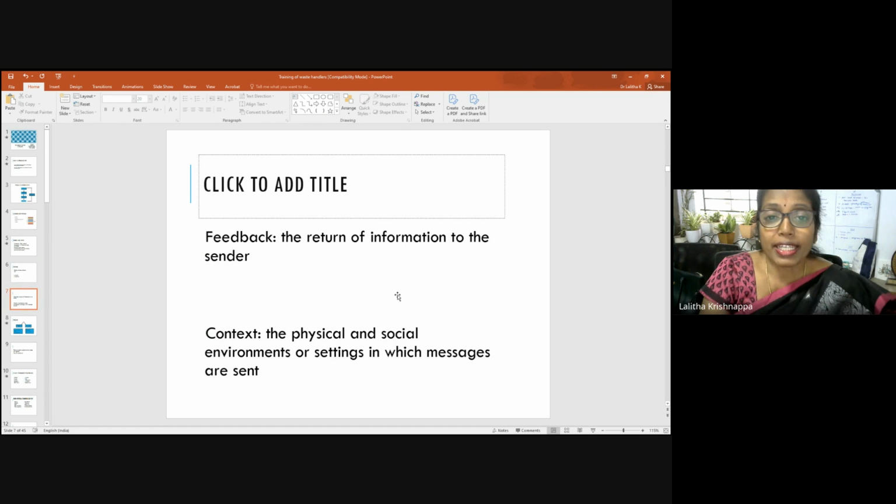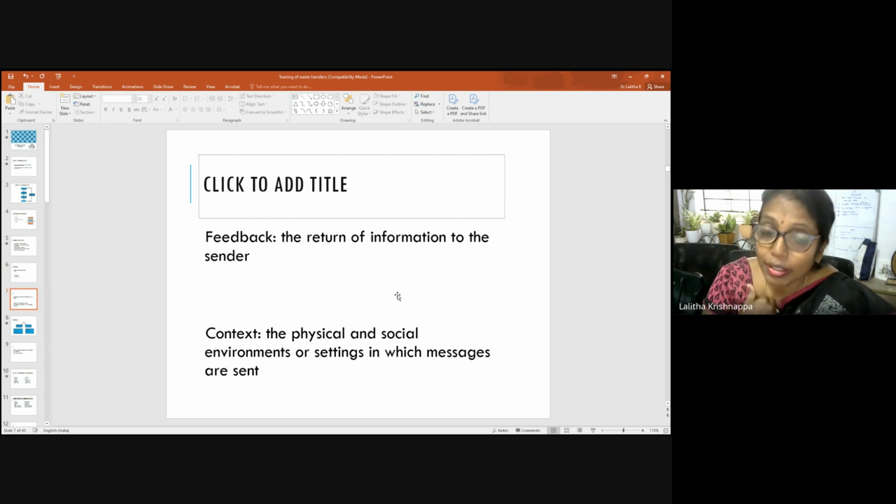Next important thing is feedback. What is feedback? It is the return of information to the sender. The sender should know whether the message I am giving to the receiver has reached them, whether the right information has gone to them, and what their opinion is. This will help us refine our presentations or our way of teaching in a better way.